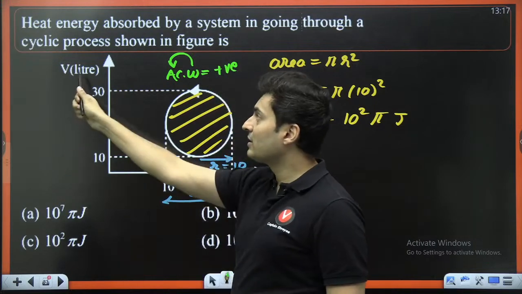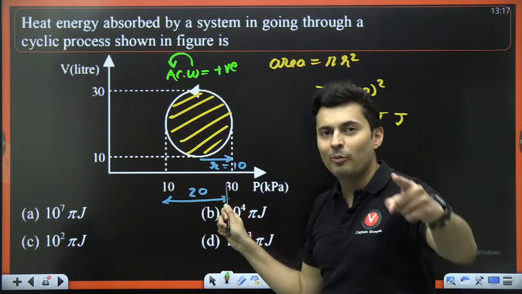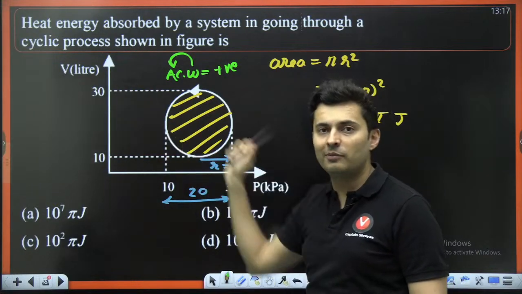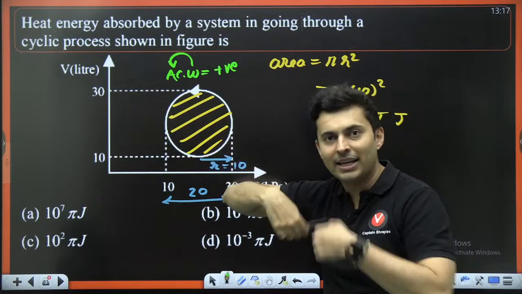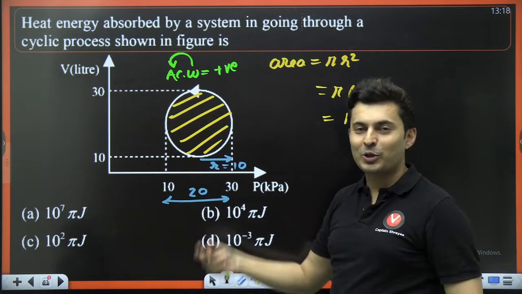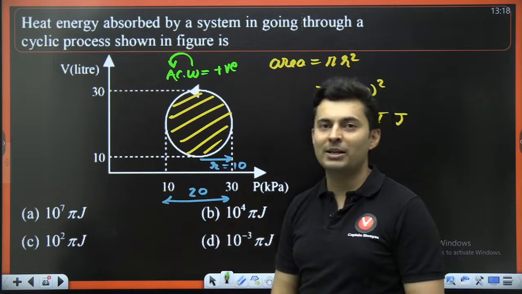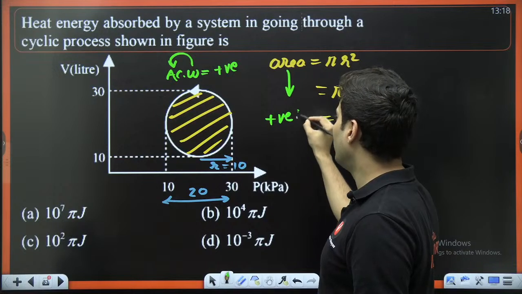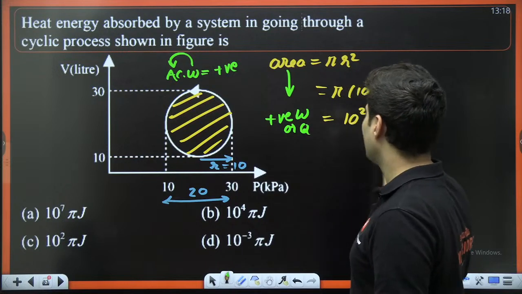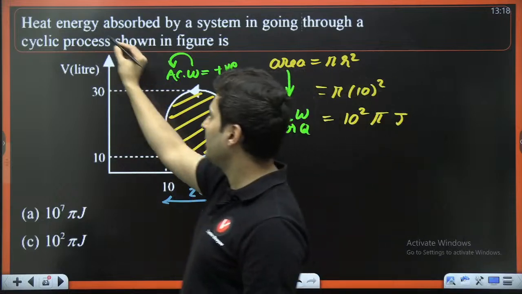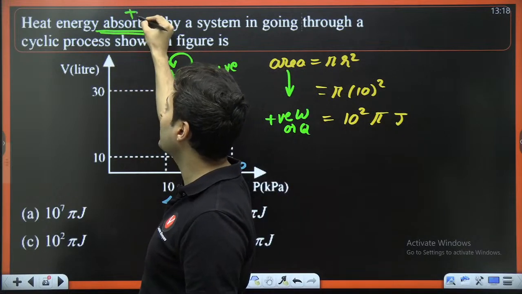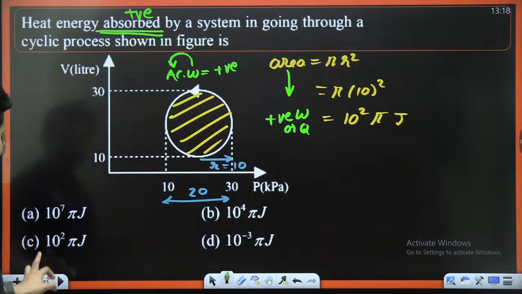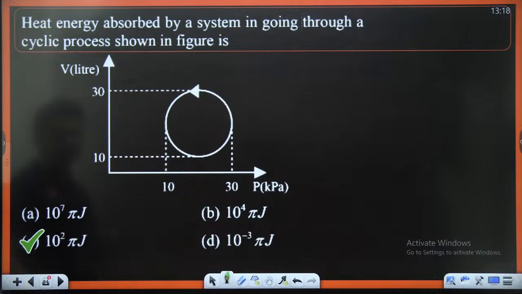You know why? This is volume versus pressure. How many of you saw that before I told you? It's not pressure versus volume, it's volume versus pressure. So the convention will become again opposite. So clockwise will become positive, anti-clockwise will become negative. So strictly speaking, this is positive work or heat. So 100% the heat has been absorbed because it is positive. So the answer is 10 square pi joules.